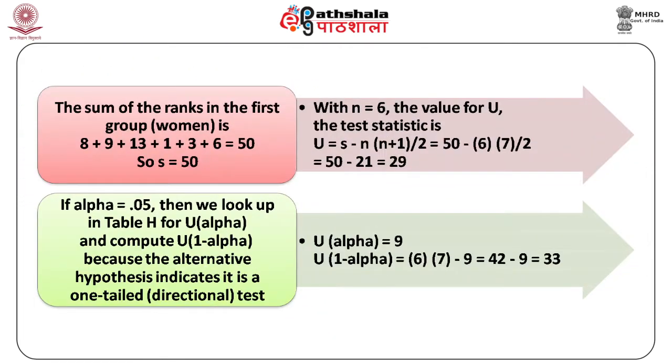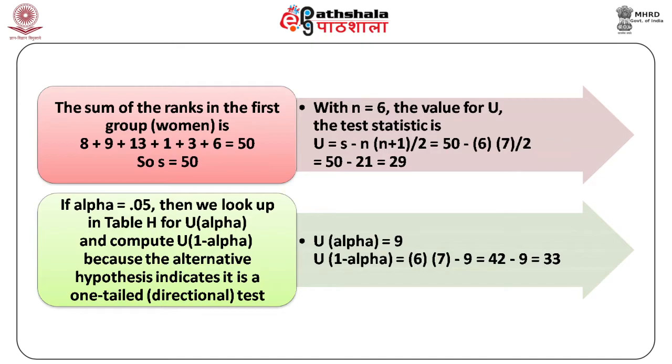The sum of the ranks in the first group, women, is 8 plus 9 plus 13 plus 1 plus 3 plus 6 equals 50. So, S equals 50. With N equals 6, the value for U, the test statistic, is U equals S minus N multiplied by N plus 1, the whole divided by 2, which is equal to 50 minus 6 into 7 by 2, which equals 50 minus 21, that is 29.